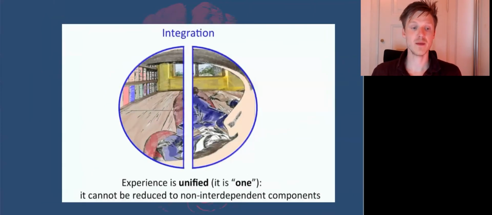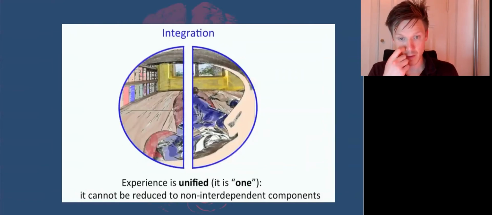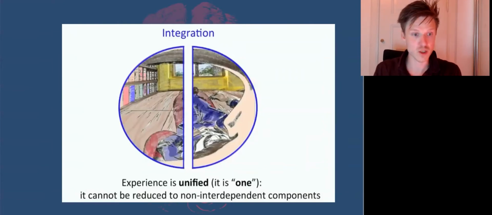The fourth axiom is integration. So every experience is unified, meaning one. It cannot be reduced to individual components. So if you see a red ball, for example, you see the ball and you also see red, but you cannot divide yourself into two parts where one of you only sees the ball and another one sees the color red. The experience is a whole experience. It is unified or integrated.